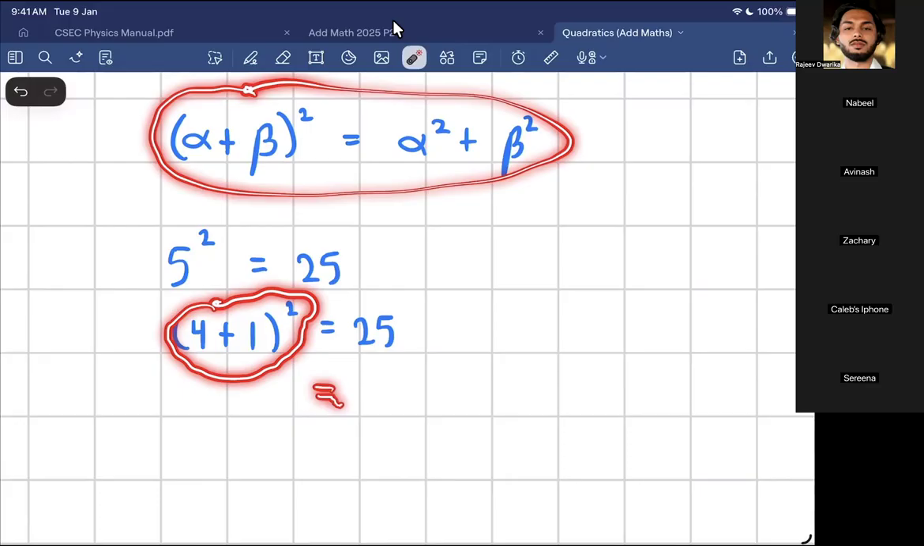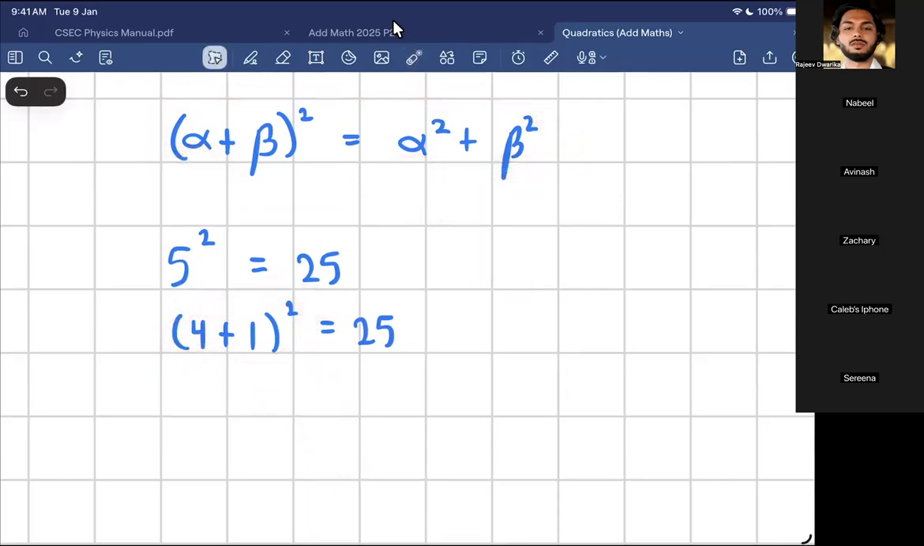Nabil, I want you to use the exact same logic you used over here, because it's the same example, same scenario. You're probably confused, saying, well, what scenario? What example? Well, Nabil, over here, you said alpha plus beta all squared is alpha squared plus beta squared. So what would be alpha over here, Nabil?